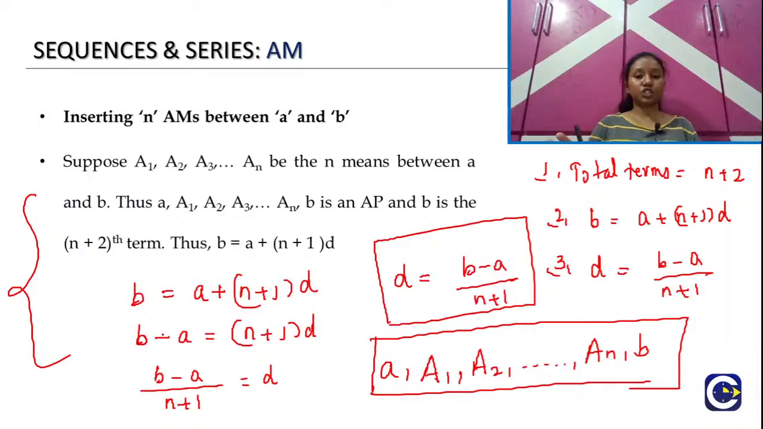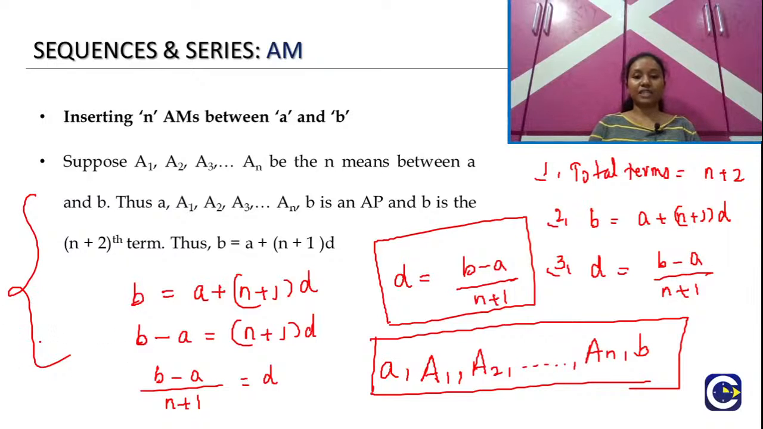So there is nothing new here. It's also an arithmetic progression, but there are two numbers a and b. In between, we have inserted some other arithmetic means which are represented by A1, A2, A3 and so on An. So now the sequence has turned out to be a comma capital A1, capital A2 and so on An and b.